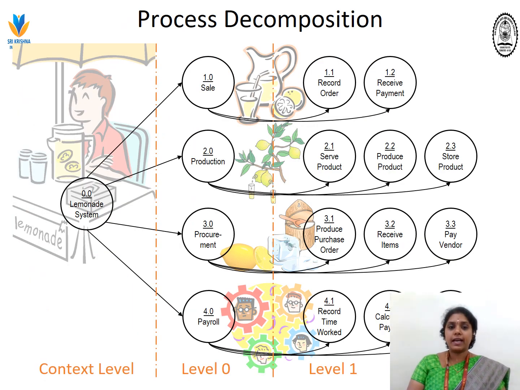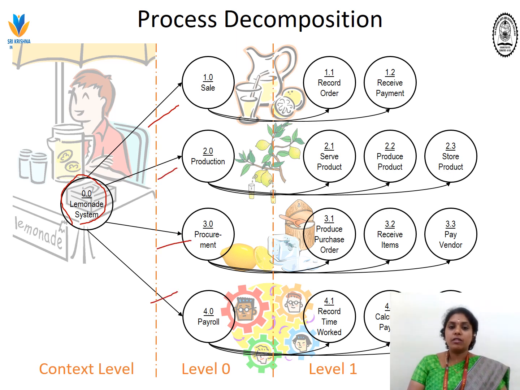And this diagram decomposes all the processes in your data flow diagram, which is given as an example. For the context level, we have seen the system, and in level 0, we have seen sales, production, procurement, and payroll. And at level 1, we have seen many subdivisions, many decompositions of each and every process. I think you can see this: a single process that is subdivided, decomposed into many.